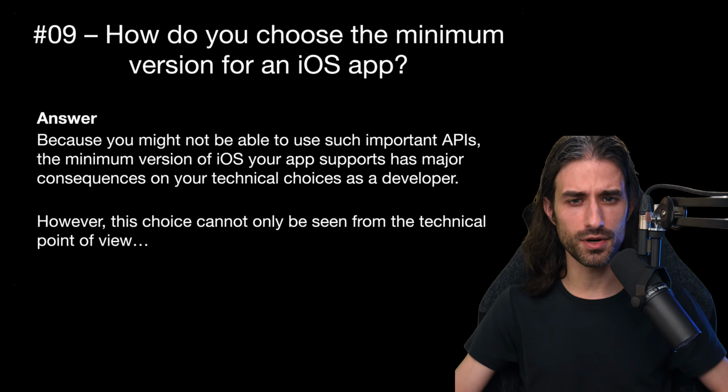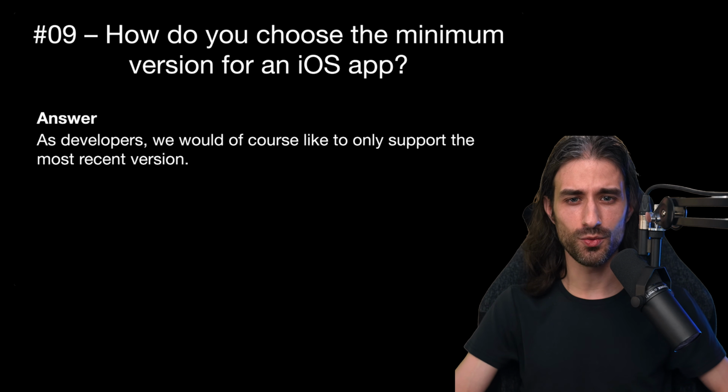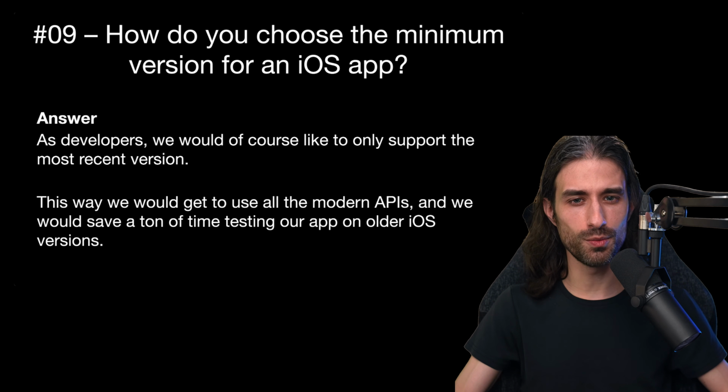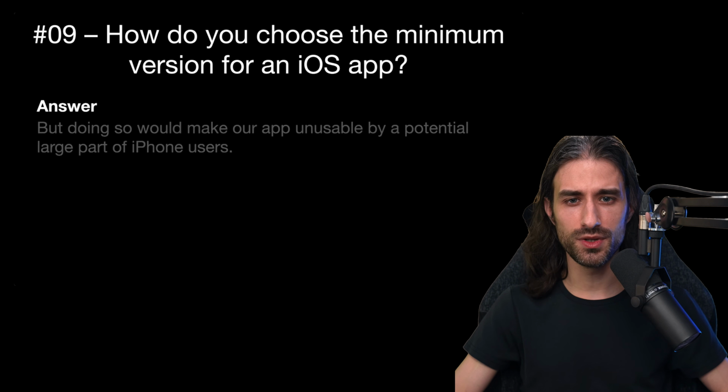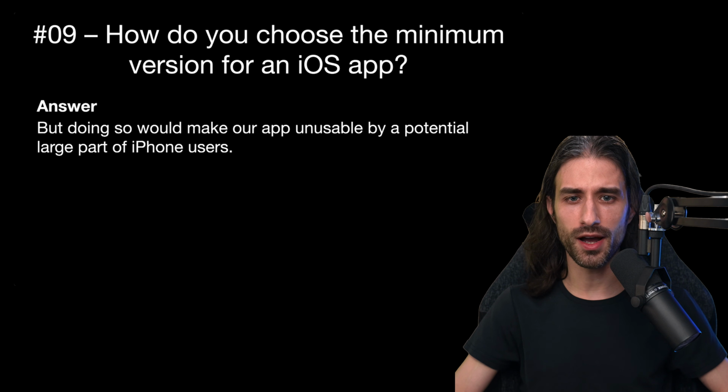However, this very important choice cannot be only decided from the technical point of view, because as developers, we would of course like to support only the most recent version. This way, we would get access to all the modern APIs, and we would also save a ton of time testing our app on older versions of iOS. But doing so would also make our app unusable by a potentially large amount of iPhone users.